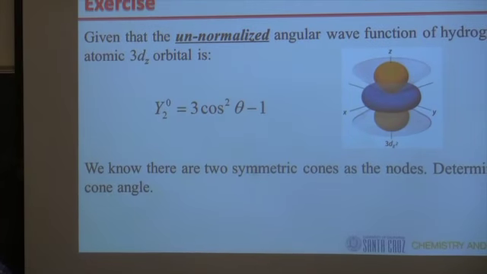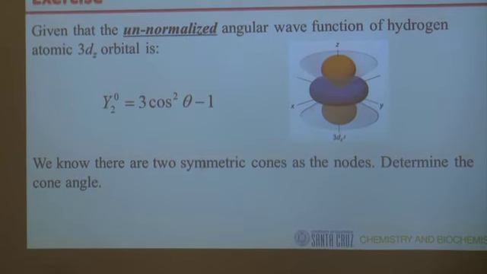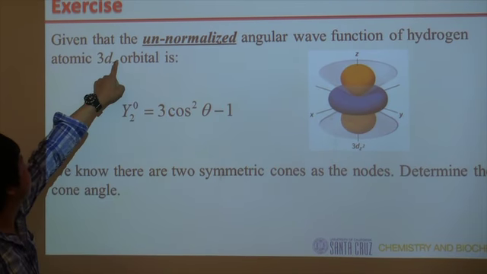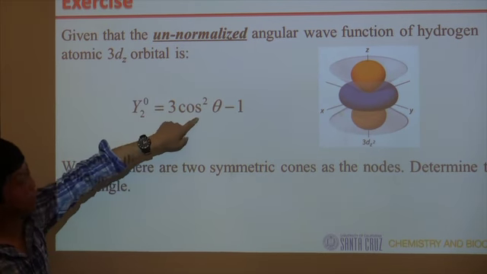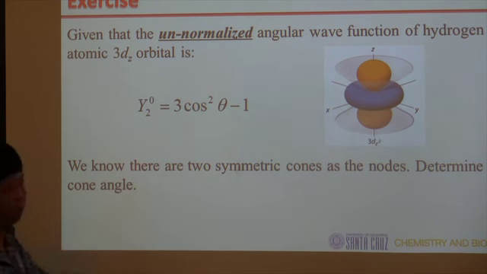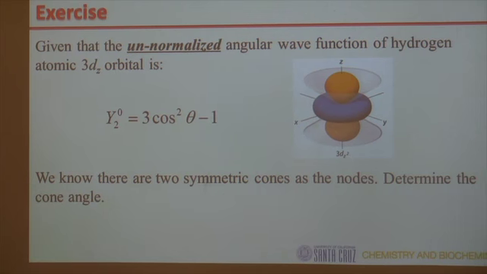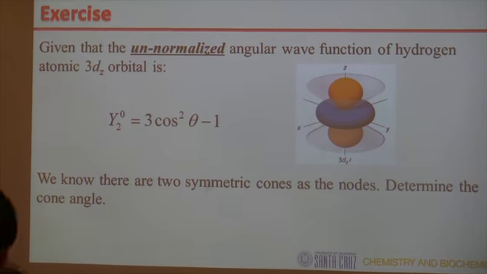This one asks you to calculate the cone angle of this 3d z squared orbital. Okay, giving you this, but it's not normalized. It's not normalized, but asking you to calculate the cone angle. So think about whether you really need to normalize this or not. And how can you solve for the cone angle?